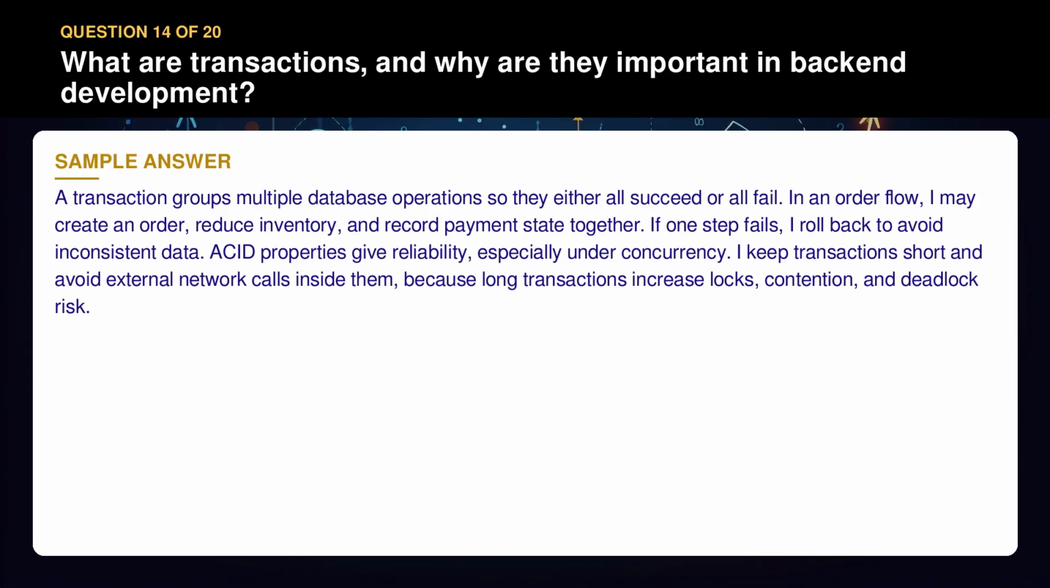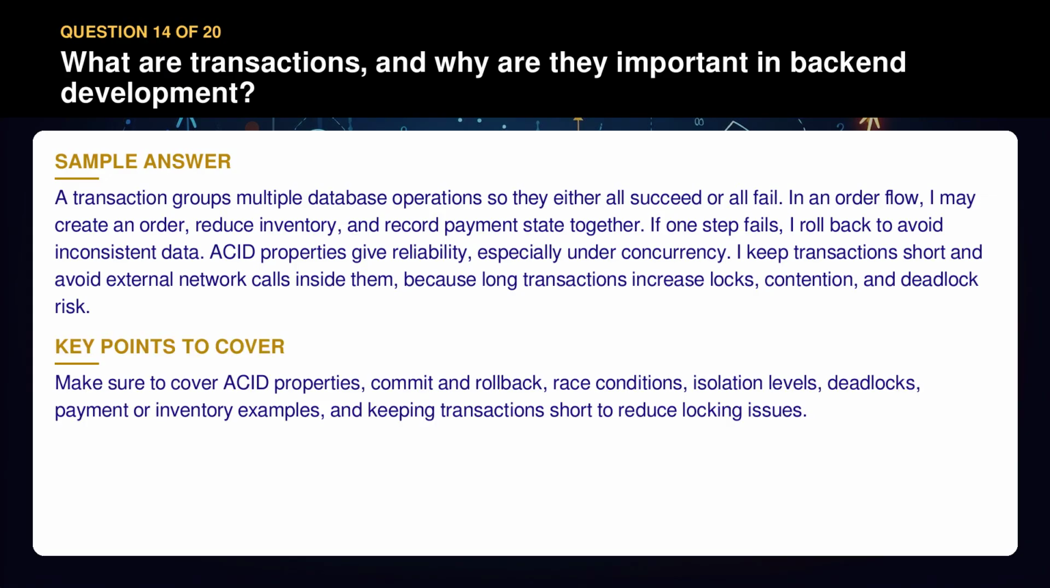If one step fails, I roll back to avoid inconsistent data. ACID properties give reliability, especially under concurrency. I keep transactions short and avoid external network calls inside them, because long transactions increase locks, contention, and deadlock risk. Make sure to cover ACID properties, commit and rollback, race conditions, isolation levels, deadlocks, payment or inventory examples, and keeping transactions short to reduce locking issues.